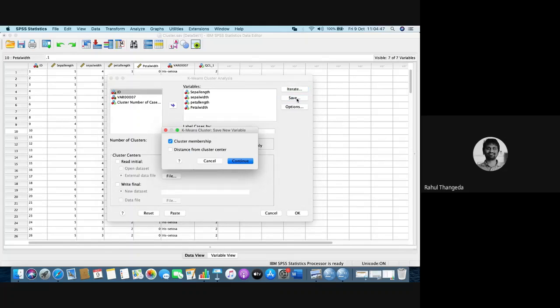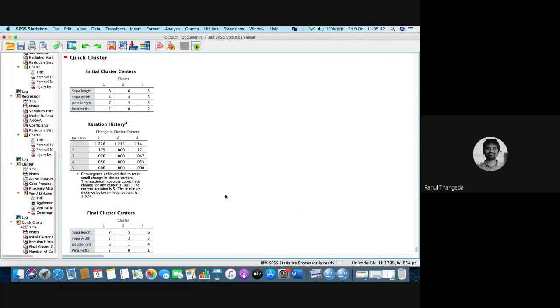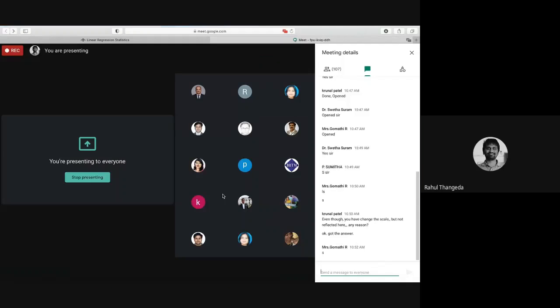Save. This is very important. Give a click on cluster membership for sure. When you give a click on cluster membership, the cluster membership will be saved in your input file. This is what is going to tell you into which cluster each case fell. So give a click on cluster membership and give a click on continue. And then give a click on OK. All of you, is anyone stuck anywhere?